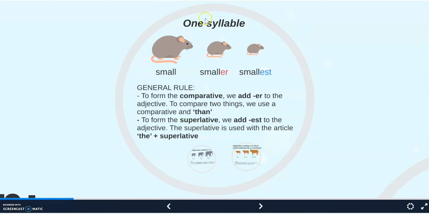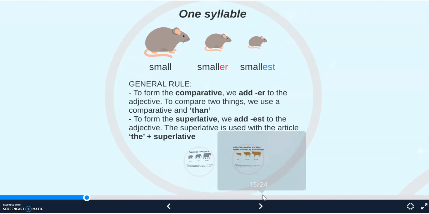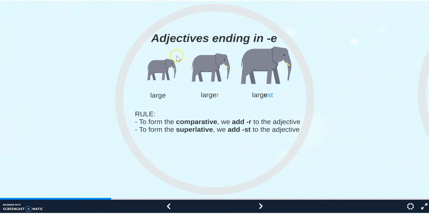Then, considering 1-syllable adjectives, there are still adjectives ending in e, which have a different rule. An elephant is a large animal, but this elephant is even larger than this one. And this one is the largest. So, to form the comparative, we add just an r to the adjective, as you can see here. And to form the superlative, you just add st to the adjective, this one here.